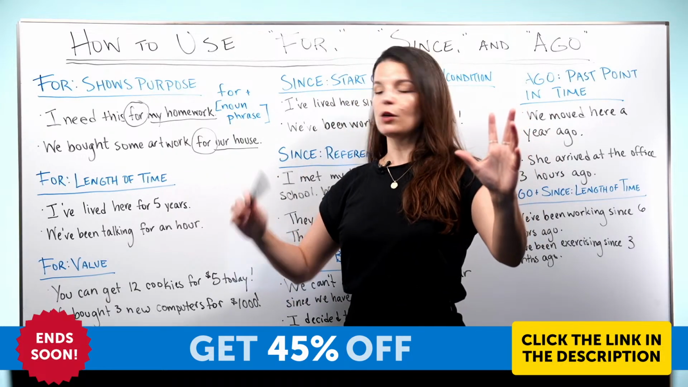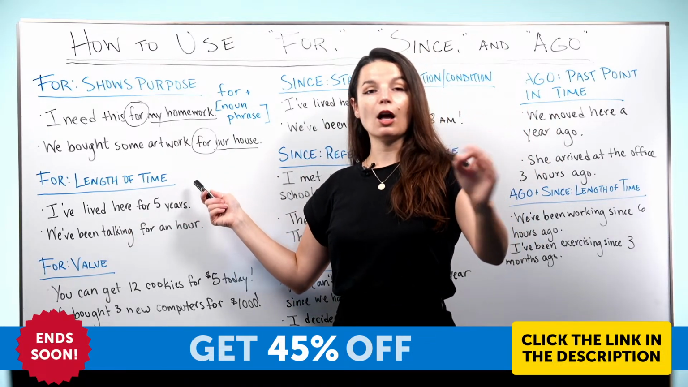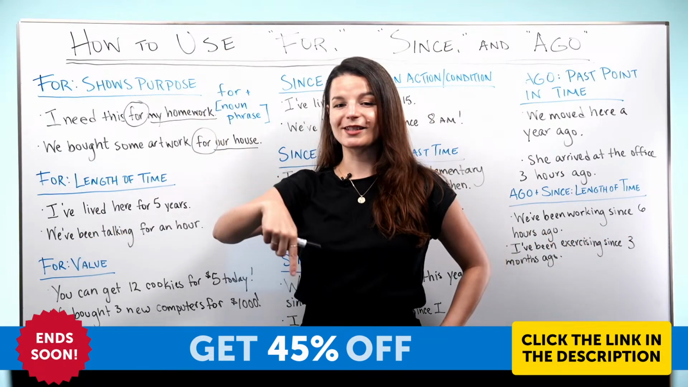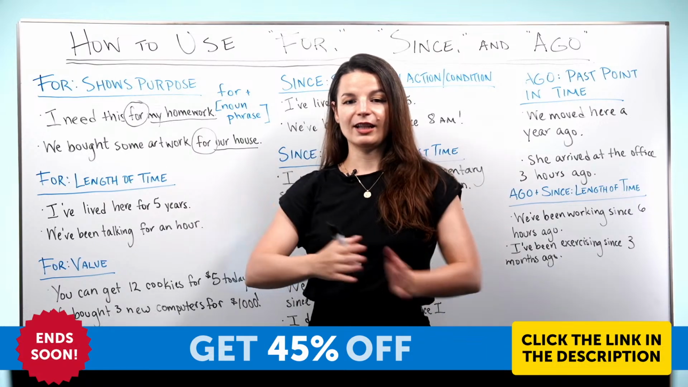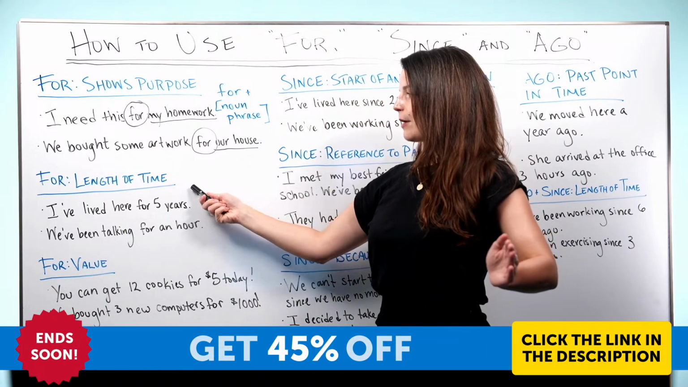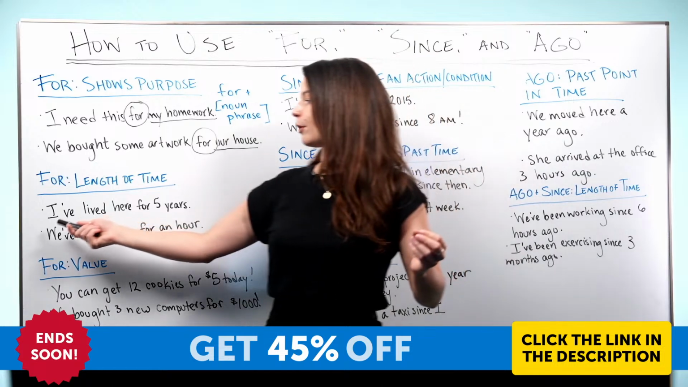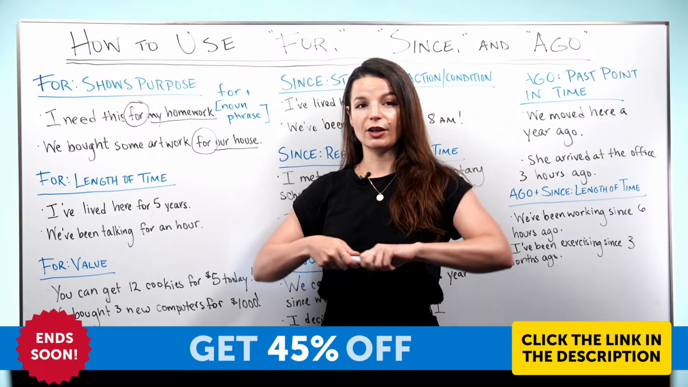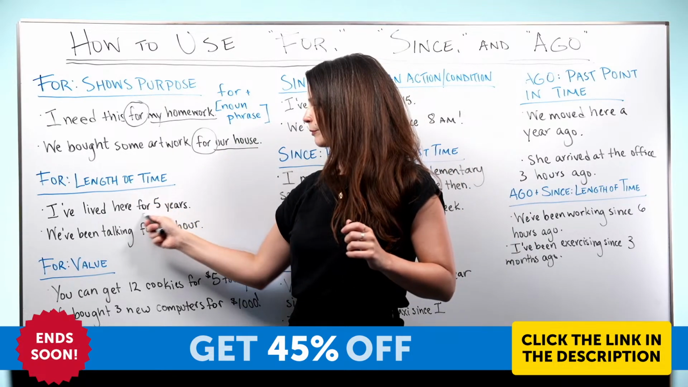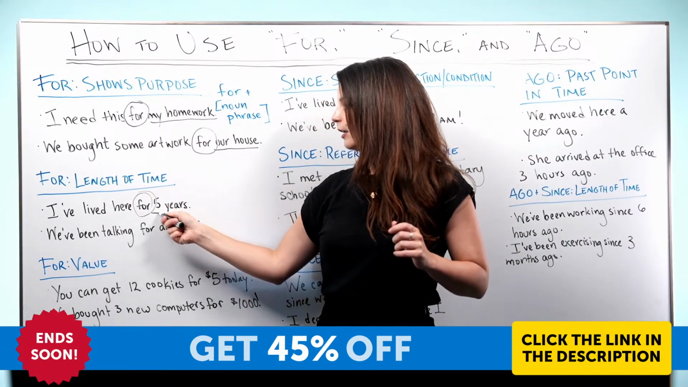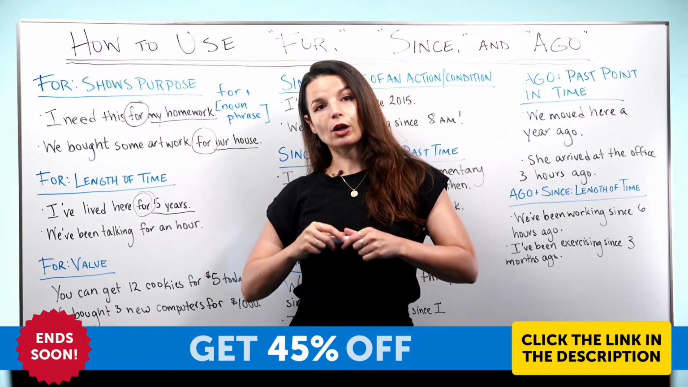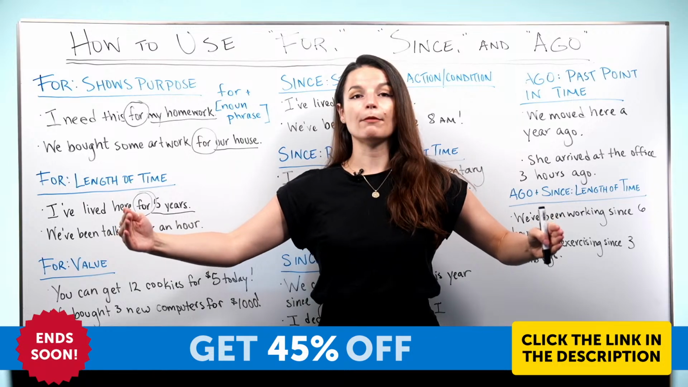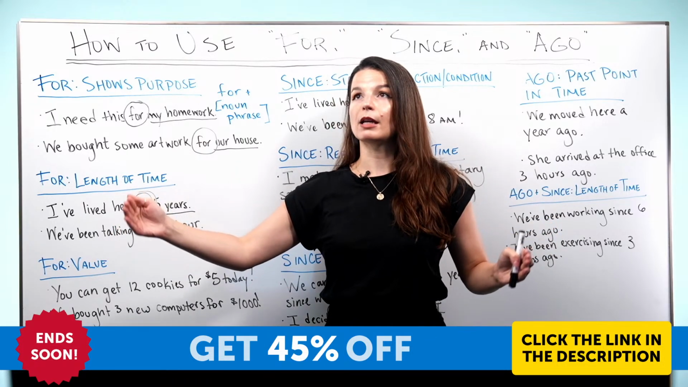Let's continue though to part 2, for length of time. Length of time, okay, important. Not point in time. We'll talk about that later. Let's talk about this use of for. This example: I've lived here for 5 years. In this sentence, we have for, again, right here, and then our length of time. For plus a length of time shows how long something happened or how long something has continued.